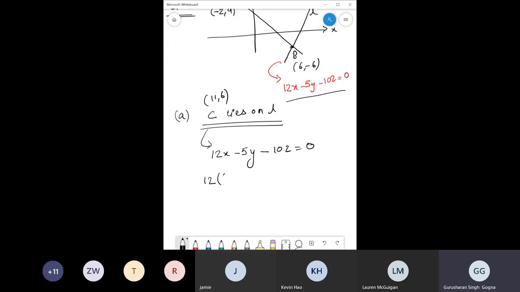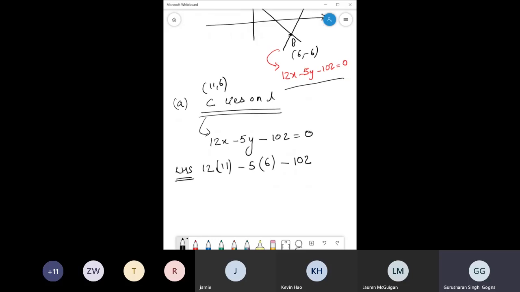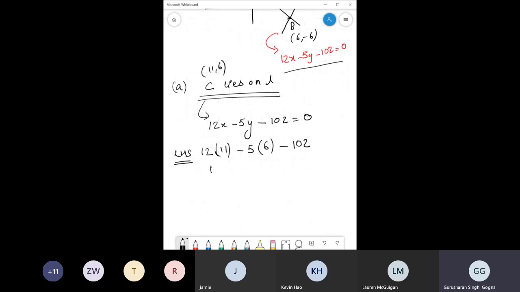So 12 multiplied by x, which means 11, minus 5 times y, which is 6, minus 102. So let us simplify this left hand side. So what is 12 multiplied by 11? 132, isn't it?